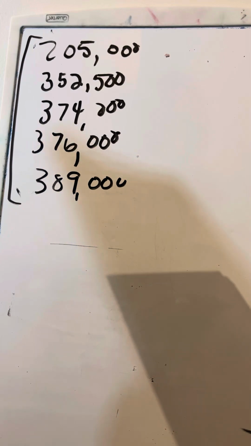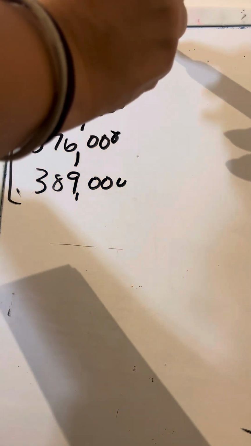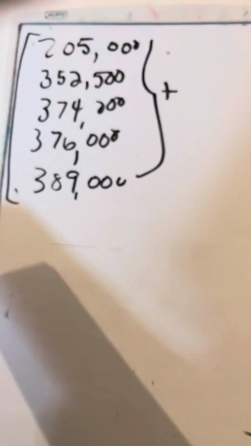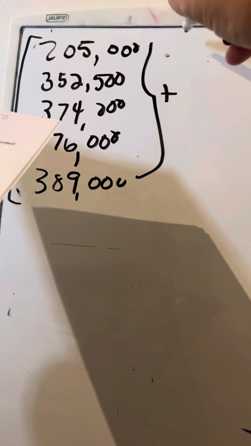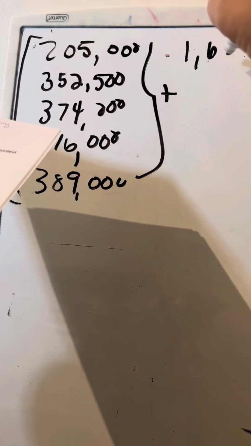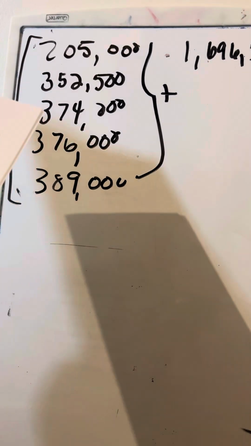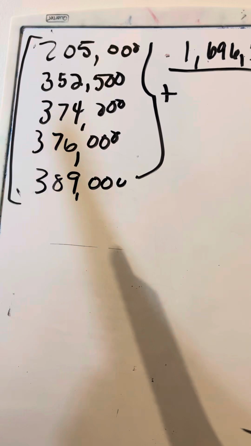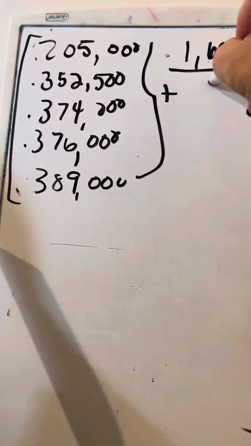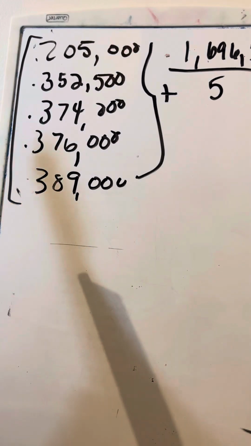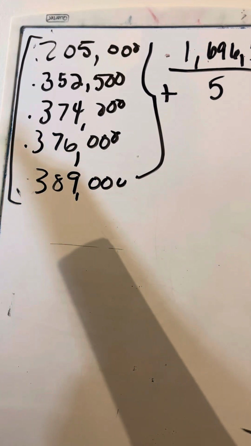The first thing we want to find is the mean. What we do to find the mean is take all 5 of these numbers and add them up. We are going to get, because I already did this on my calculator, 1,696,500. Now, to get our mean, we need to divide it by how many numbers we have. We have 1, 2, 3, 4, 5. So with our calculators, we would take 1,696,500 and divide it by 5.